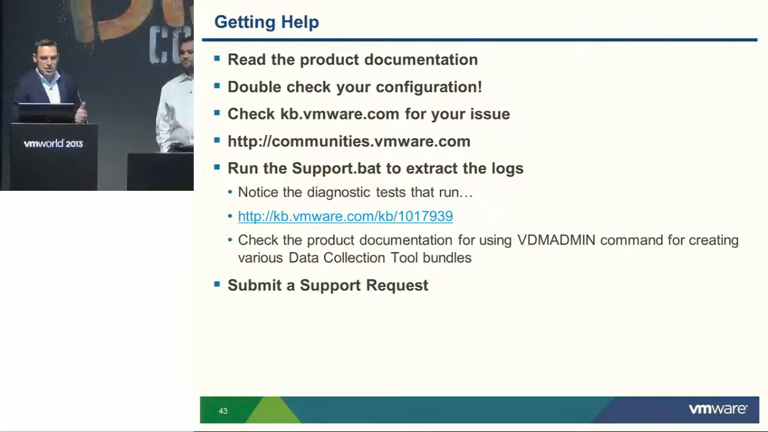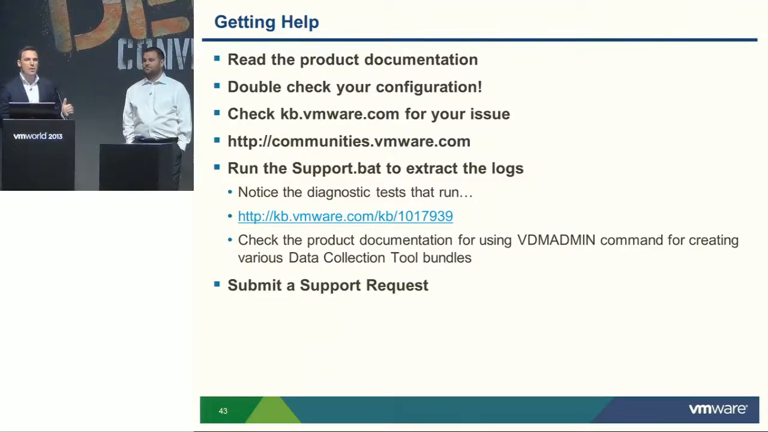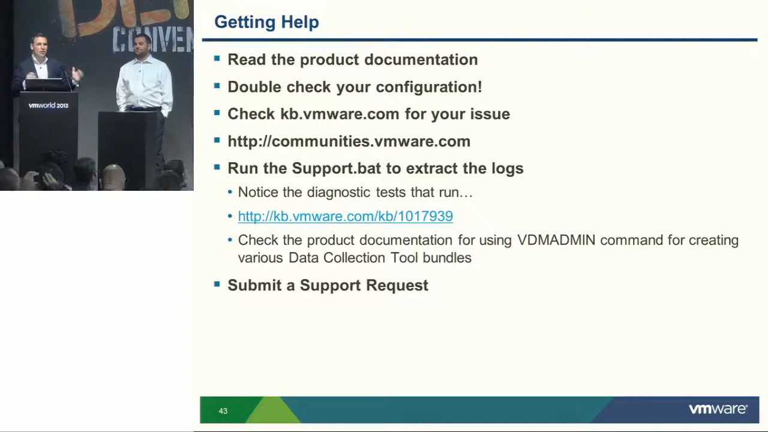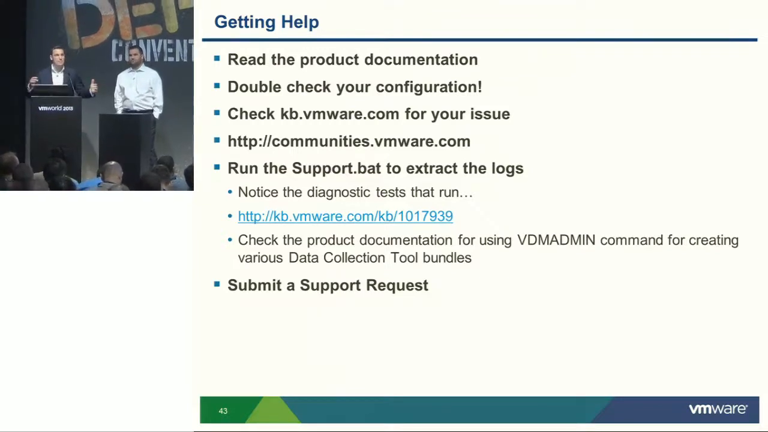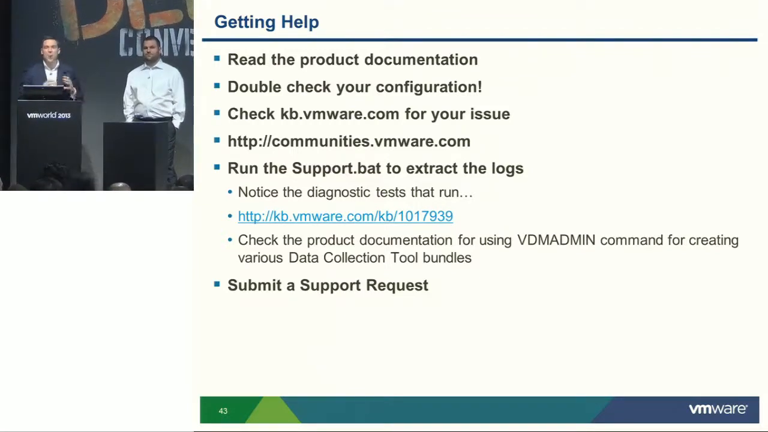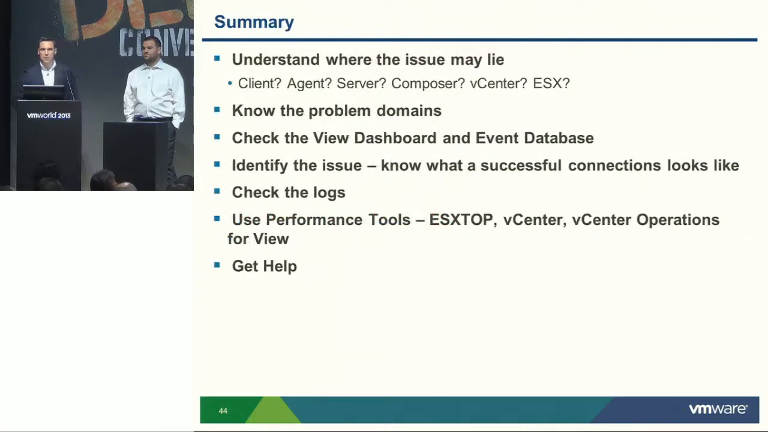So here are the areas you can get help. Obviously check the KB site and the community site. How many of you are familiar with support.bat, that little batch file that runs on the connection server? It's very cool to run in your environment. It runs a whole bunch of tests and zips all the data up into a little zip file. Open that up and you can see status and information about your environment, and get a nice feel for the kind of information we collect and look at when we troubleshoot from a global support perspective. And obviously, if you do get stuck, submit a support request.